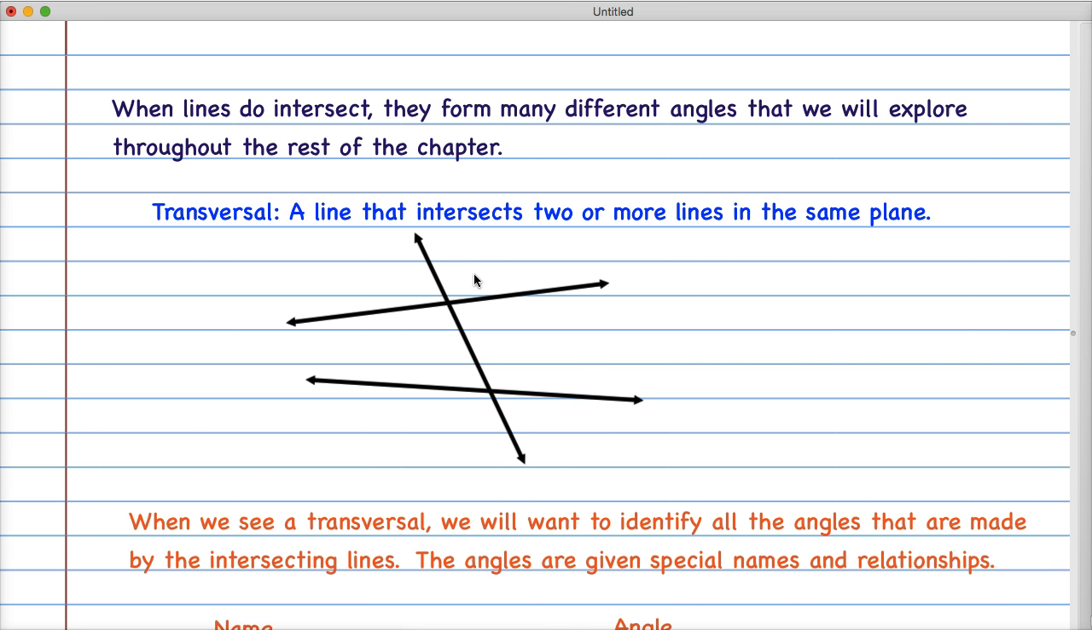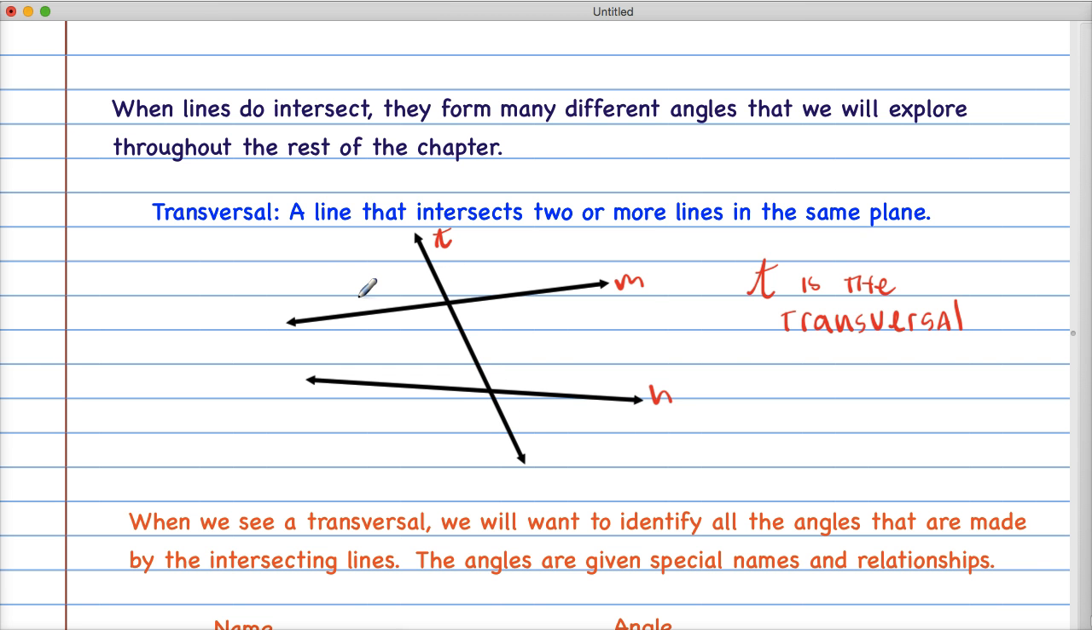So if I have these three lines here, we'll call this script letter T, we'll call this M, and we'll call this N. In this case, T is the transversal. So it's the line that intersects two or more lines. So T crosses both M and N, right? So T gets a special name. It's called the transversal because it intersects more than one line as it goes through.